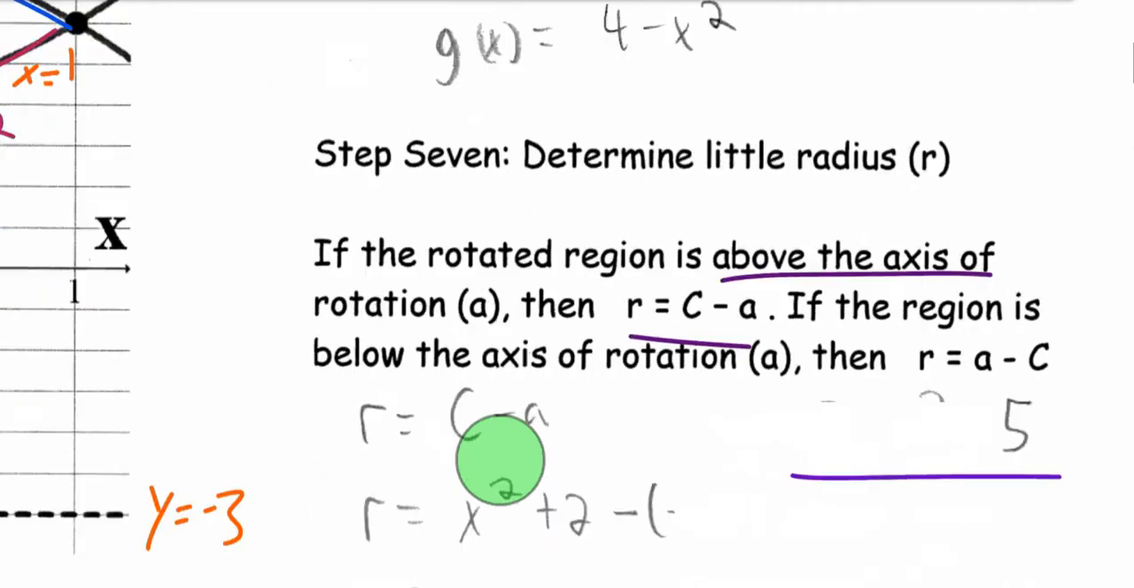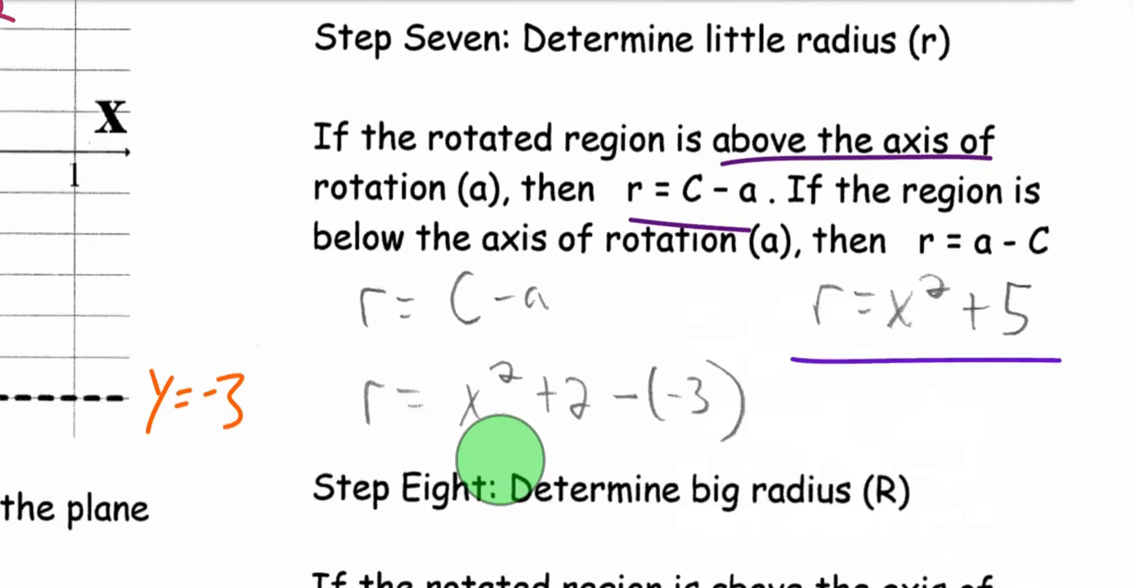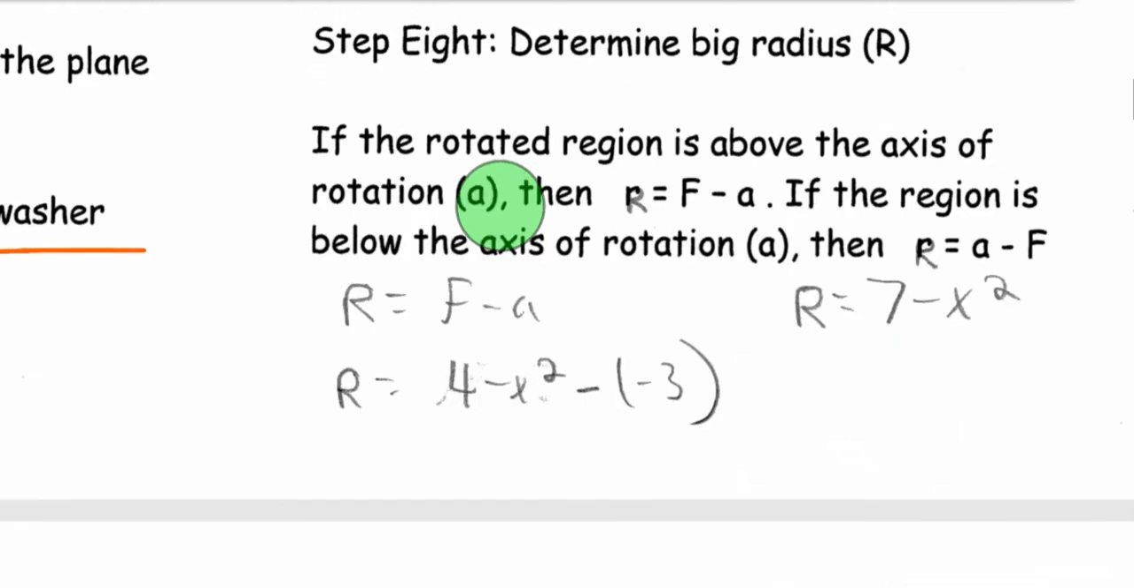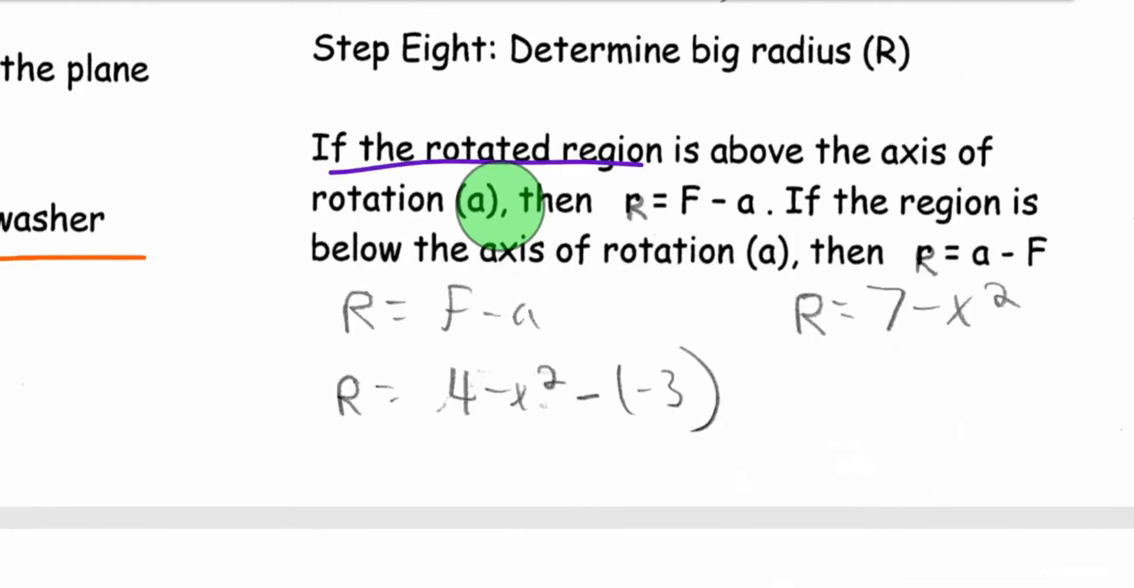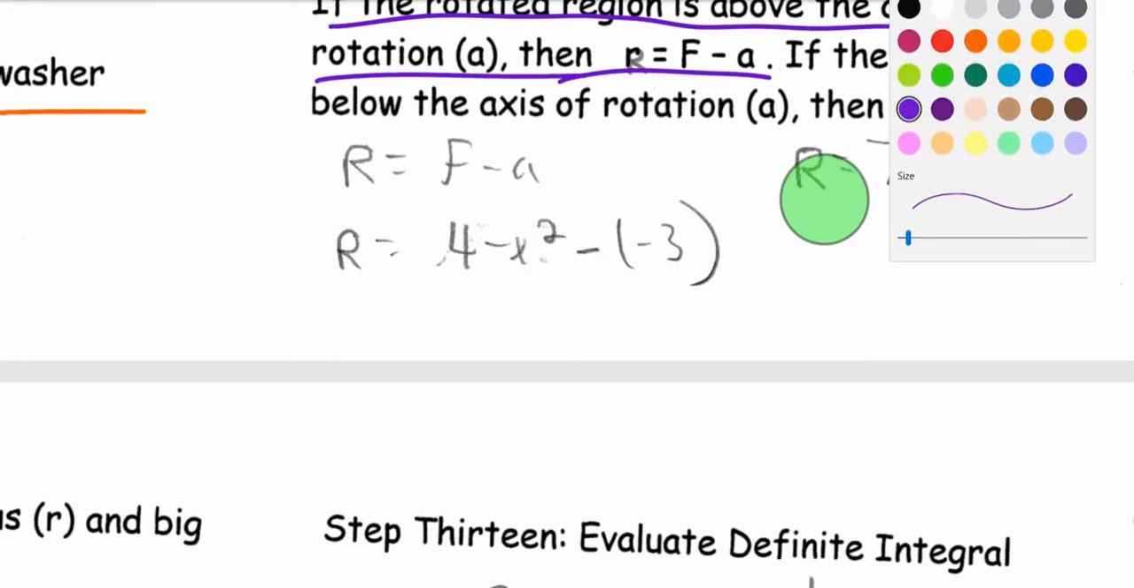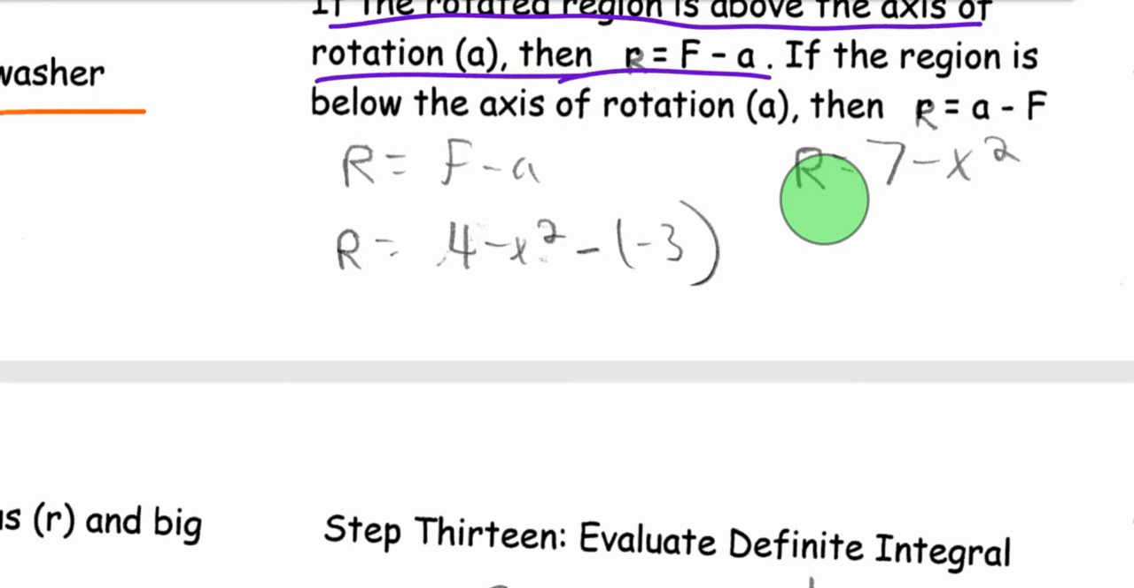Okay. Now we want to figure out a formula for the big radius, and it's just going to be the function furthest away minus a. And again, that's if the region is above the axis of rotation. For the next example, we will look at what happens when it's below. So this will be f minus a, 4 minus x squared minus -3, which simplifies to 7 minus x squared. And I will just use the color orange for that. So our big radius is going to be 7 minus x squared.